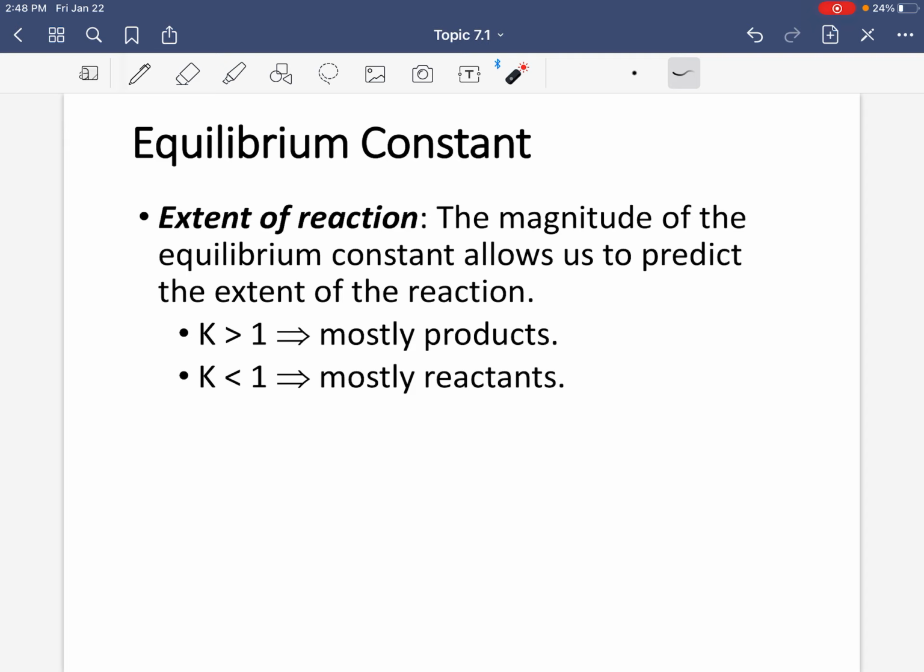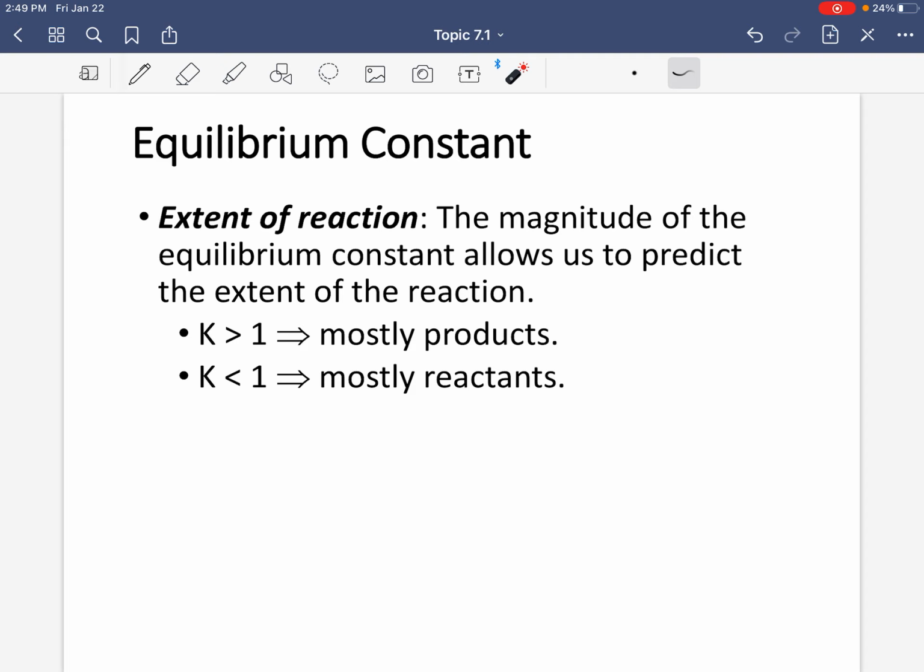But the most important part is being able, if you know what K is, if you can find out what K is using those handbooks, are you going to be able to predict at equilibrium what the concentrations of your entities are? Now, before we get there, we're going to look at the equilibrium constant in more detail, in the extent of how the reaction works.